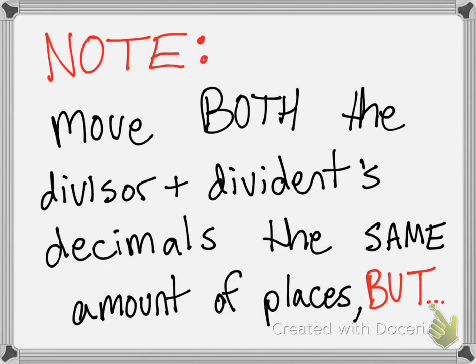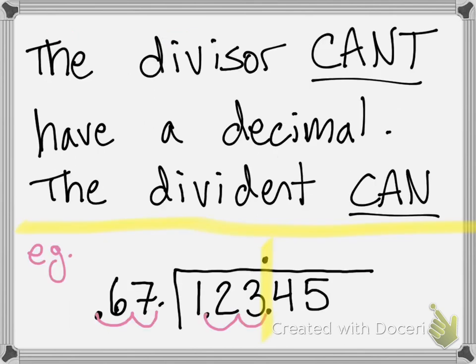1.9. So, this is important. Take this down. Note, you move both the divisor and the dividend's decimals the same amount of places. The same amount of places. But the divisor can't have a decimal. The dividend can. And write that example. Don't solve that example because I just made one up. It won't work out nice. But show your work. Write the example.